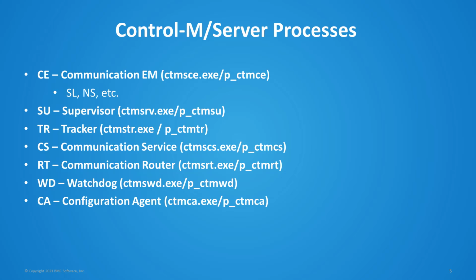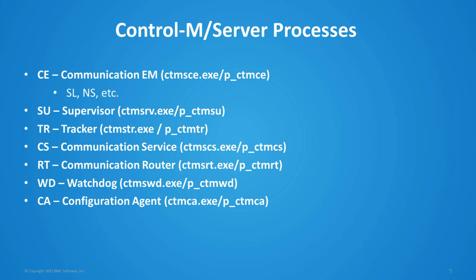The main process is the CE or Communication EM process. It is responsible for communication between the Control M server and the Control M Enterprise Manager gateway. Other functions include the new day procedure and synchronizing the EM and CTM server databases. The CE process is composed of various sub-processes, including SL, or the selector, which is in charge of choosing which jobs will run and when, and the NS, or naming service, which is responsible for sending and receiving requests to and from the agent.